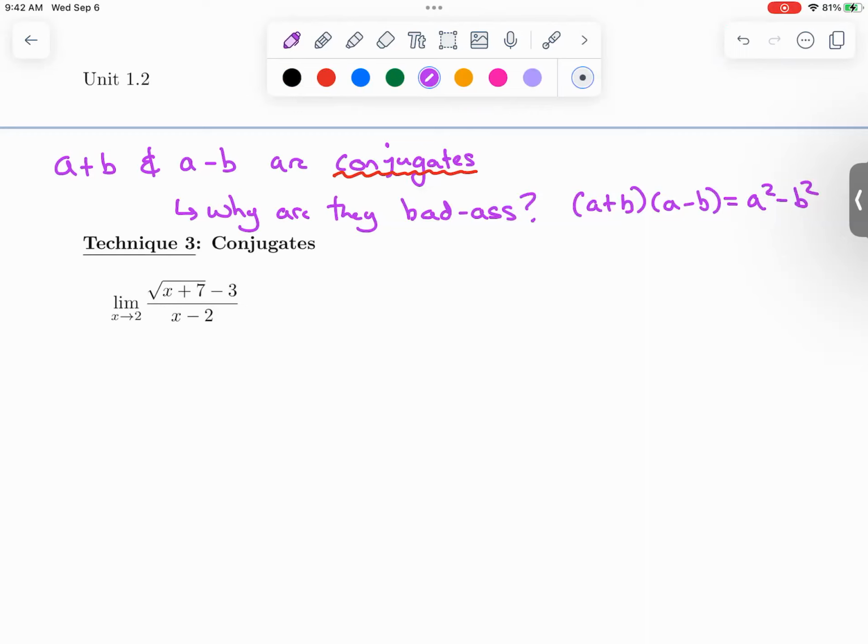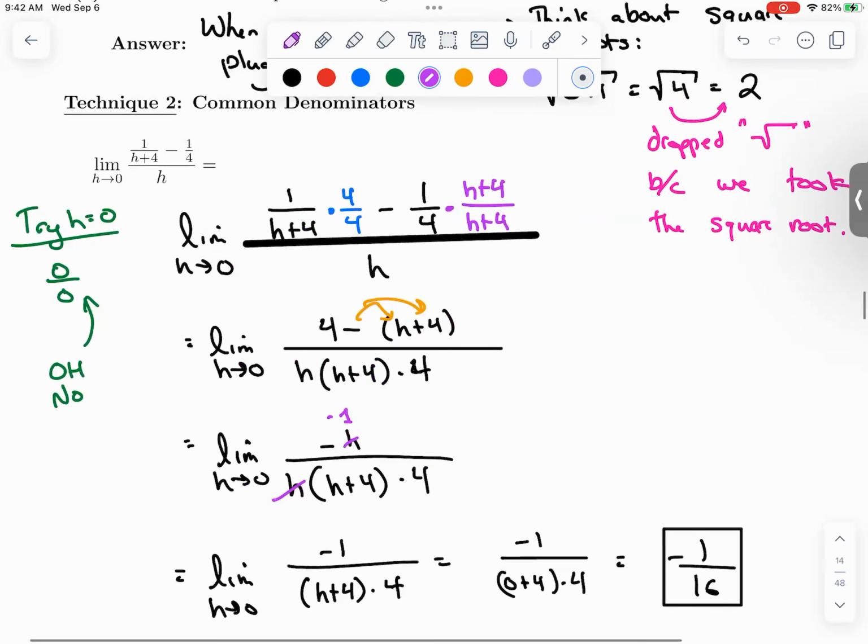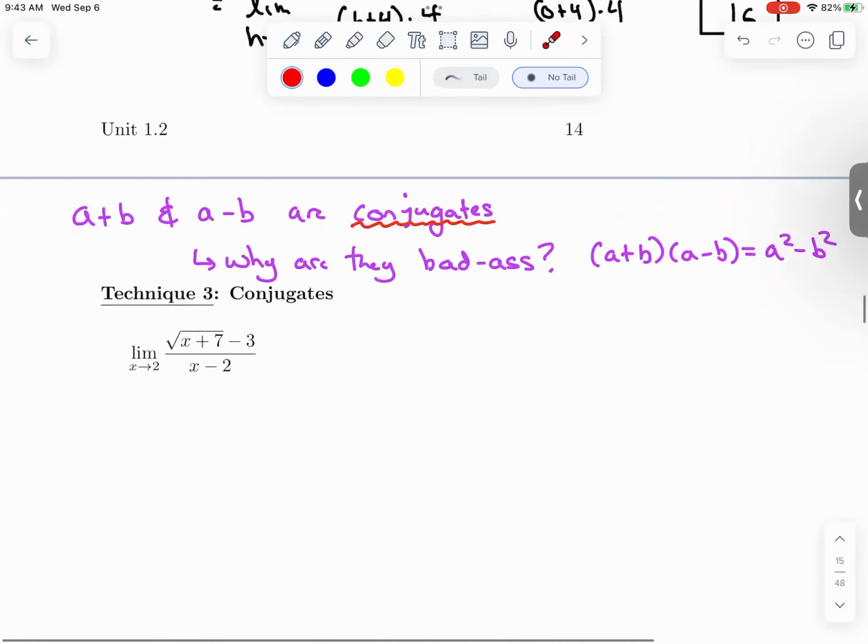One of the most common ones we learn is multiplying by 1, right? Cleverly multiplying by 1, which we did just here. Cleverly multiplying by 1, 4 over 4 is 1. So that's one of the first ones we learned, but there's many more. Conjugates are one of those things.